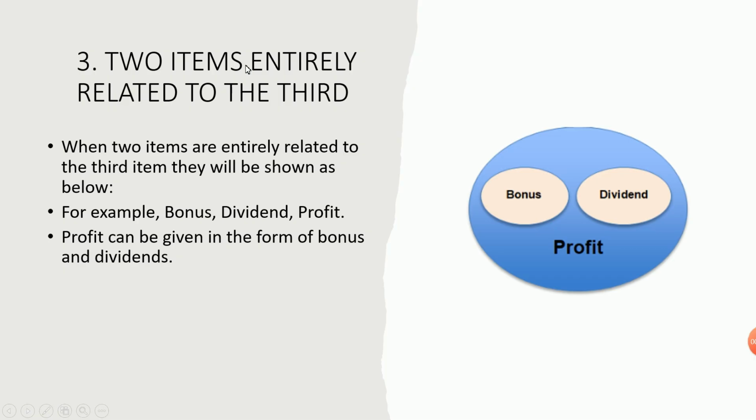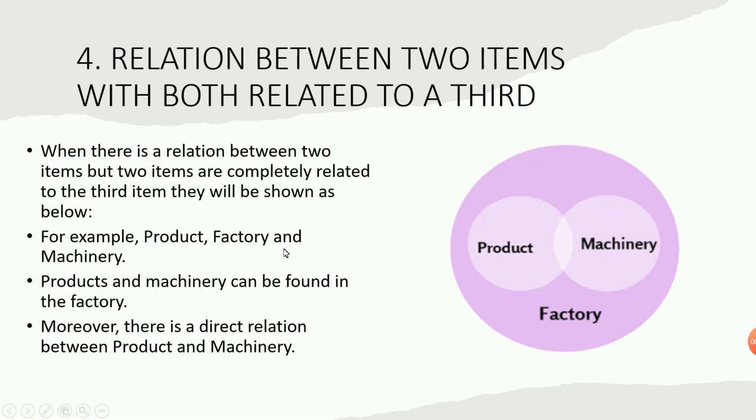Next is two items entirely related to the third. So see here, bonus and dividend. These two are not intersecting, but at the same time, when these two are given, the whole thing is related to the profit. So when two items are entirely related to the third item, they will be shown as this diagram. So profit can be given in the form of bonus and dividends.